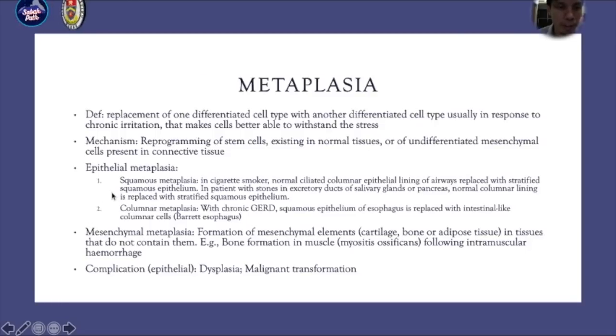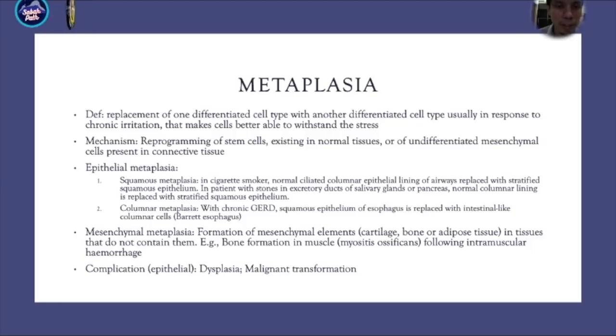A common example of epithelial metaplasia is squamous metaplasia. It occurs in the lung of a cigarette smoker, where the normal ciliated columnar epithelial lining, also known as respiratory tract epithelium, is replaced with stratified squamous epithelium, because the stratified squamous epithelium can withstand the insult from the nicotine of the smoke in a cigarette smoker. So in the short term, it protects against malignancy.